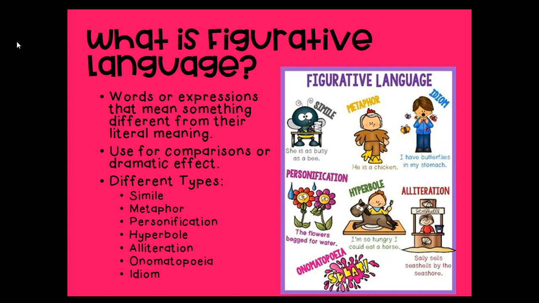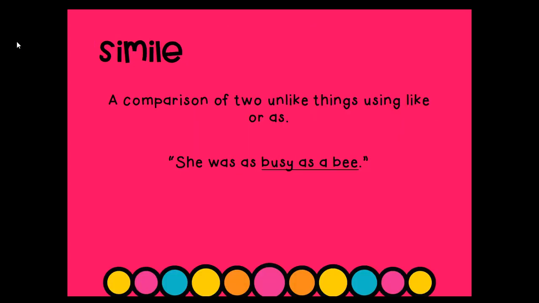Figurative language are words or expressions that mean something different from their literal meaning. They're often used for comparisons or dramatic effect. Some different types of figurative language are similes, metaphors, personification, hyperbole, alliteration, onomatopoeia, or idioms. A simile is a comparison of two unlike things using like or as. An example of this is, she was as busy as a bee.